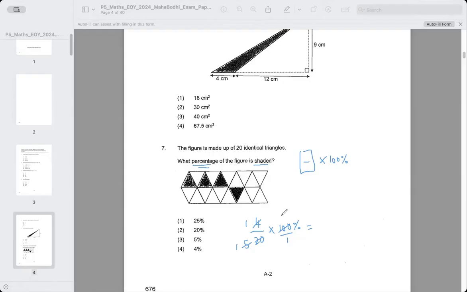20 divided by 5 is 4. Okay, so 1 times 20 will give us 20. 1 times 1 is 1, so don't need to put the 1 anymore. So the answer will be 20%. So option 2. All right, so it's just a fraction times fraction, and then simplify it so that we can get our answer without the use of calculator. Okay, let's move on.